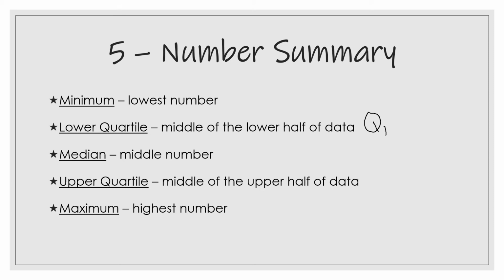The median is the middle number, so this is the same number that we found on the previous slide. The upper quartile is the middle of the upper half of the data. So again, I'm finding the median essentially of the top half of the data, and this is denoted as Q3. All right, and then the maximum is the highest number.